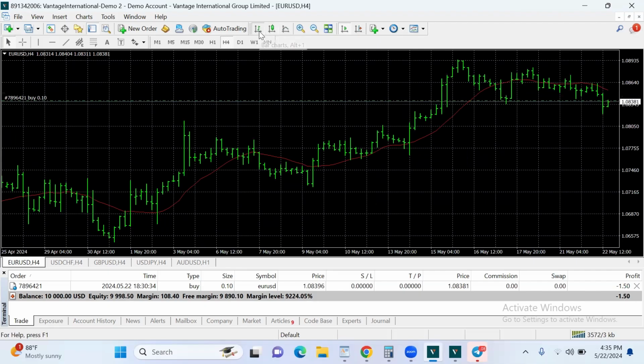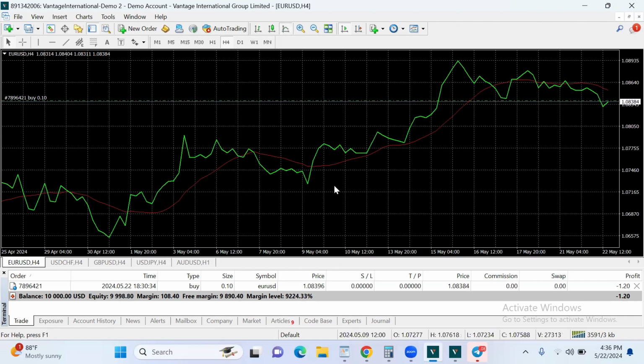When you click on bar chart, you see the chart has changed. See, that's changed. Now we go to the other one. This is line charts. We click on it. You see it has changed again. Now it has turned to only lines, right? Now we come to candlesticks.